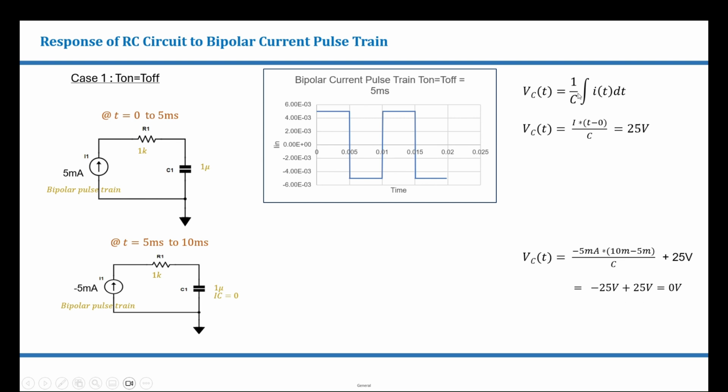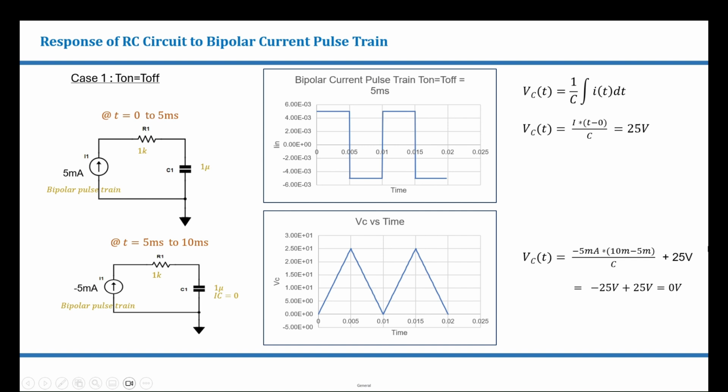We have considered this initial voltage. During 0 to 5 milliseconds, the capacitor has charged to 25 volts. We are considering that initial voltage here and on adding minus 25 volts, we get the voltage across the capacitor at 10 milliseconds to be 0. This is how the graph for the voltage across the capacitor looks. At 5 milliseconds it is 25 volts and at 10 milliseconds it has dropped down to 0. The nature of charging is linear and the nature of discharging is also linear.